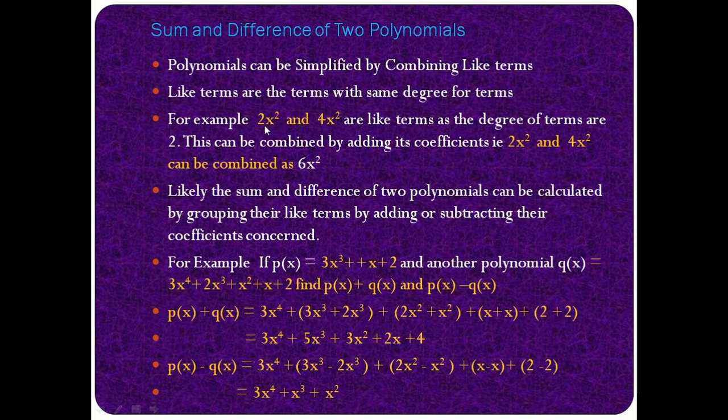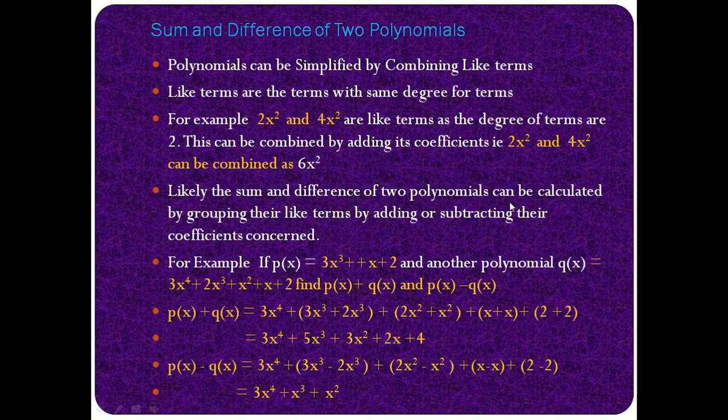You can combine by adding its coefficients 2 and 4. So 2 plus 4 is equal to 6, 6x square. So 2x square plus 4x square is equal to 6x square. So combining can be done only if the terms are like terms. Likely, this is the method that you are usually adopting in addition and subtraction.